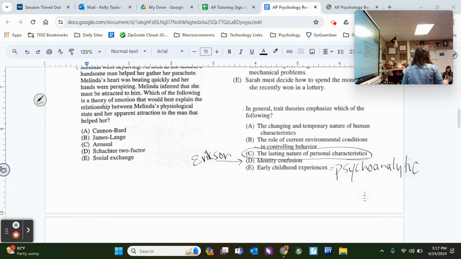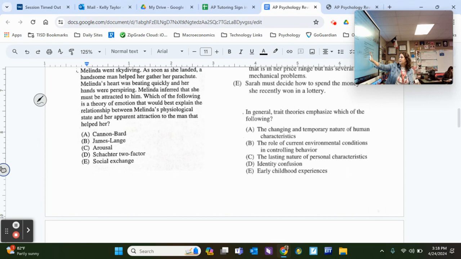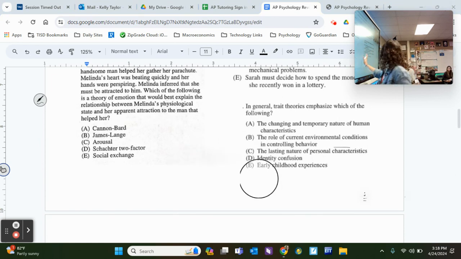The trait perspective is that our traits are kind of stable throughout our life. So A does talk about human characteristics, but the temporary nature part is what makes it wrong. If it just said nature of human characteristics, I think that would have been more correct. But it is not changing according to that perspective. Once an introvert, always an introvert.